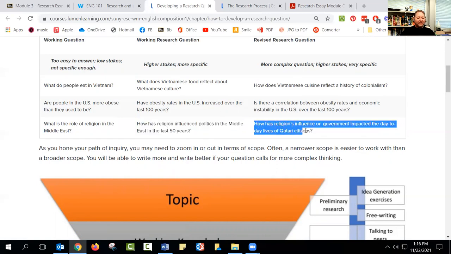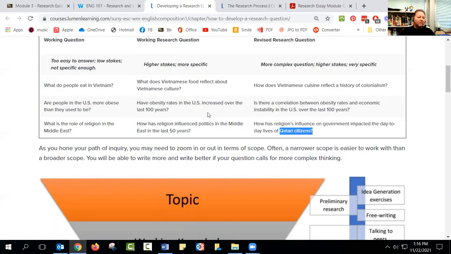So let's keep narrowing it down. Let's keep analyzing this, revising it. How has religion's influence on government impacted the day-to-day lives of Qatari citizens? So now not the entire Middle East, specifically Qatar, I forget how you say it. So this you can manage within 6-7 pages, right? Because it's specifically how religion has influenced the government, specifically on the citizens of a specific country in the Middle East. Much, much better, all right?